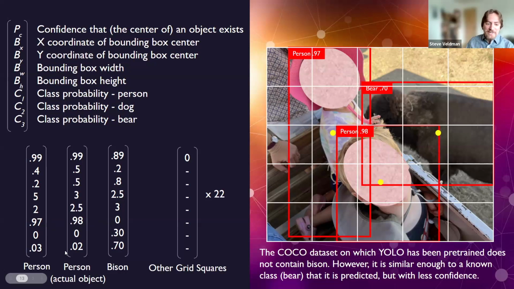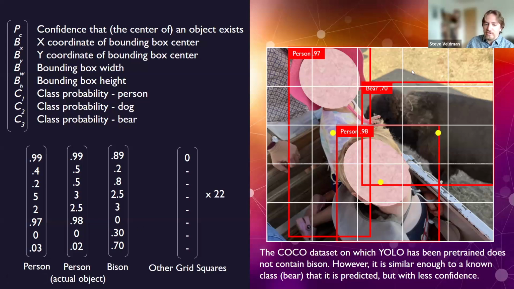So the bison, it's less confident because maybe it's blending into the background a little bit more here. It still thinks there's something there, but not quite as confident. And then again, same box coordinate information, and then a probability for what it thinks it is. So again, it thinks it's a bear, thinks it could be a dog, and is very sure it's not a person.